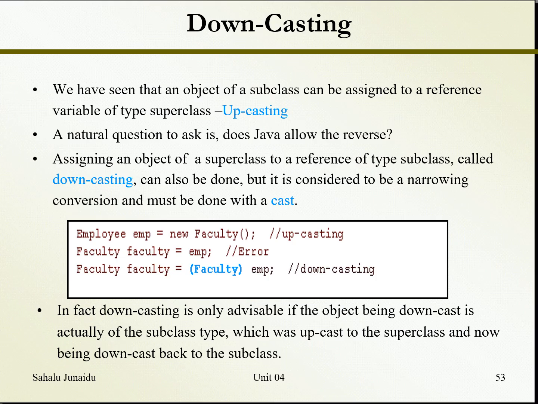So in this case, we have seen that an object of a subclass can be assigned to a reference variable of type superclass. This is upcasting, which happens automatically, because by the time we assign an object of a subclass to a reference variable of the superclass, we have converted a type of the subclass to a type of the superclass. Remember where we say shape equals new Rectangle.